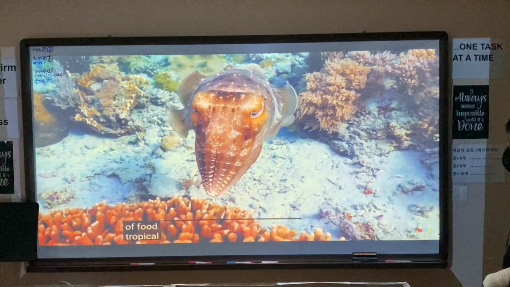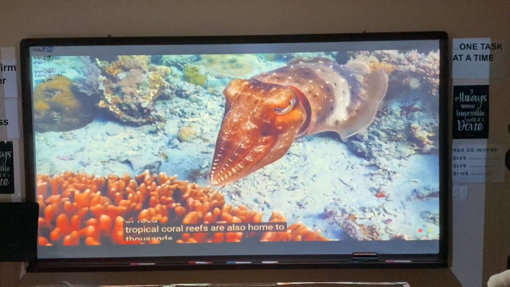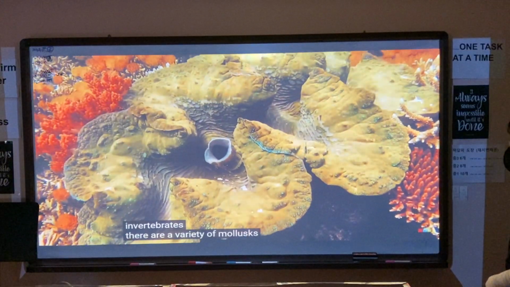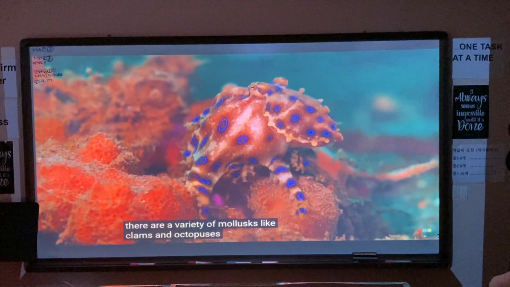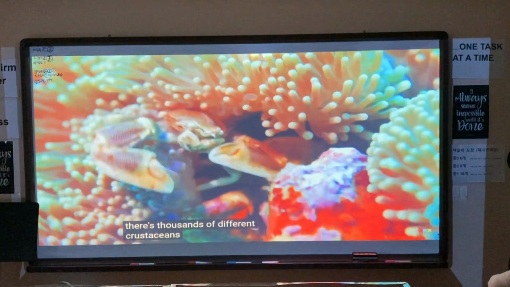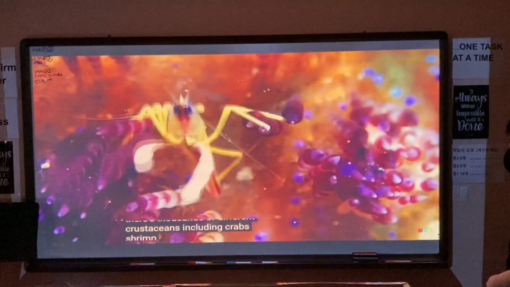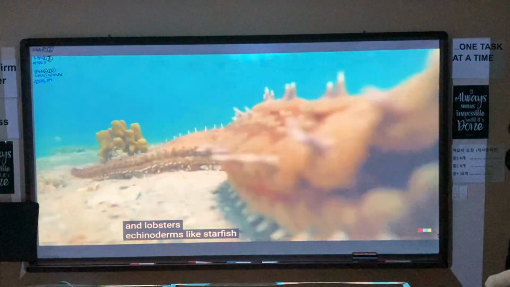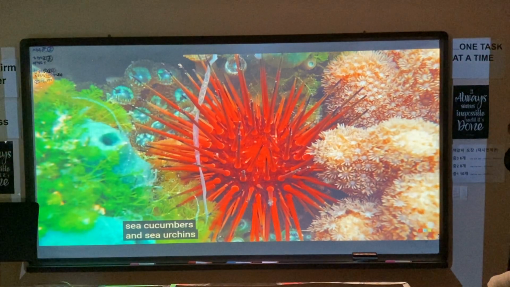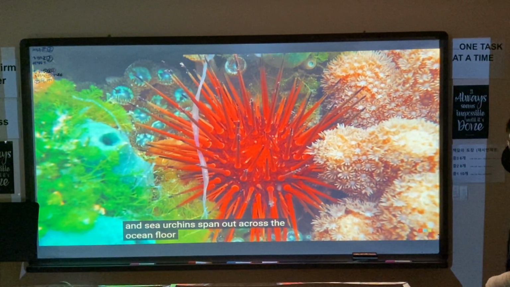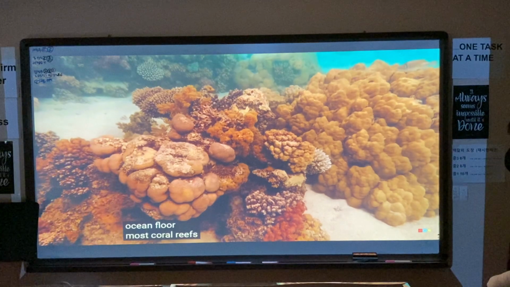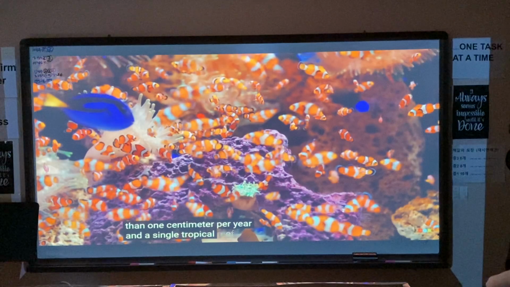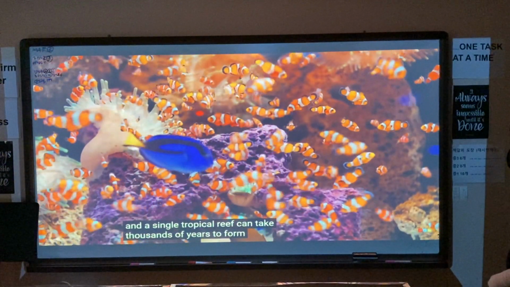Tropical coral reefs are also home to thousands of different marine invertebrates. There are a variety of mollusks, clams, and octopuses. There are thousands of different crustaceans, including crabs, shrimp, and lobsters. Tiny sea cucumbers and sea urchins span out across the ocean floor. Most coral reefs grow to a rate of less than 1 centimeter per year, and a single tropical reef can take thousands of years to form.